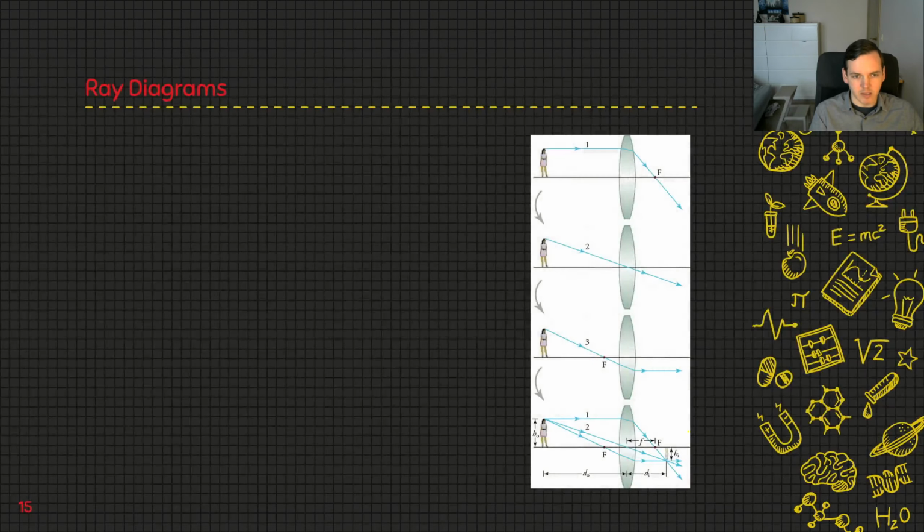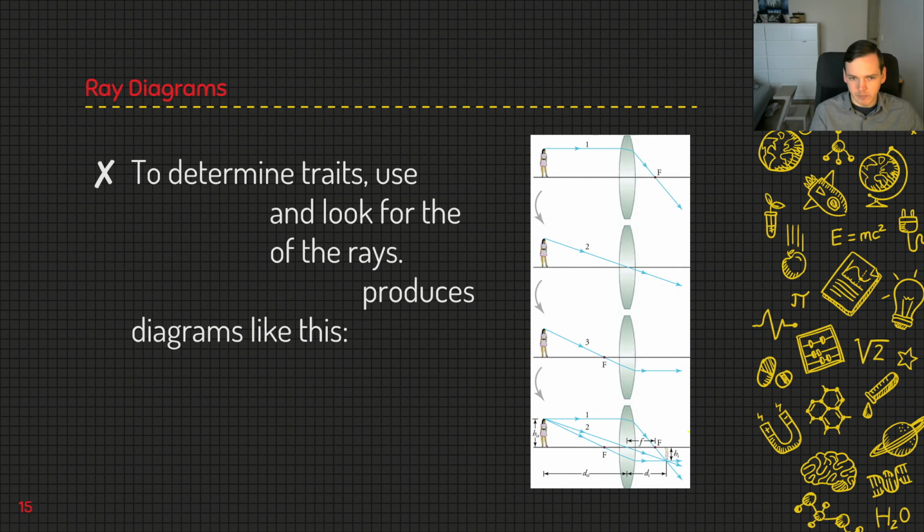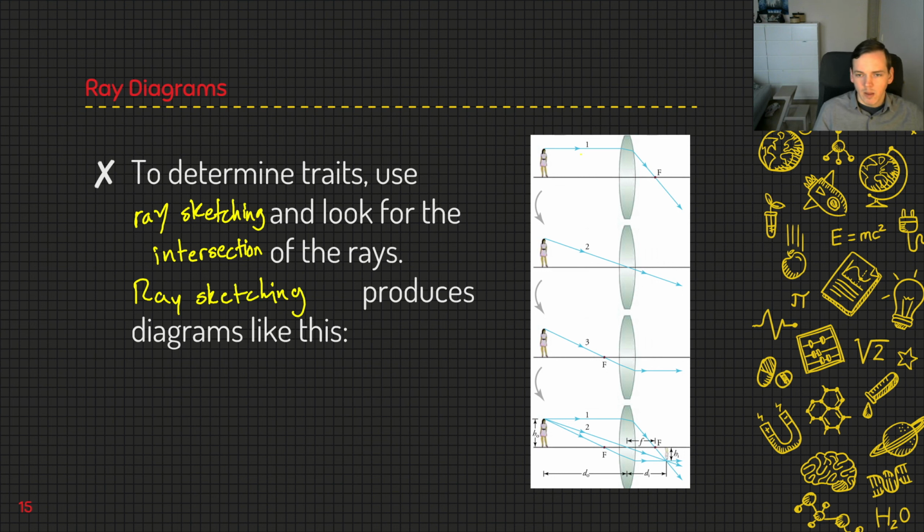So to determine these traits, we have to sketch a ray diagram. So we use ray sketching, and we look for the intersection of the rays. And then ray sketching produces diagrams like this.